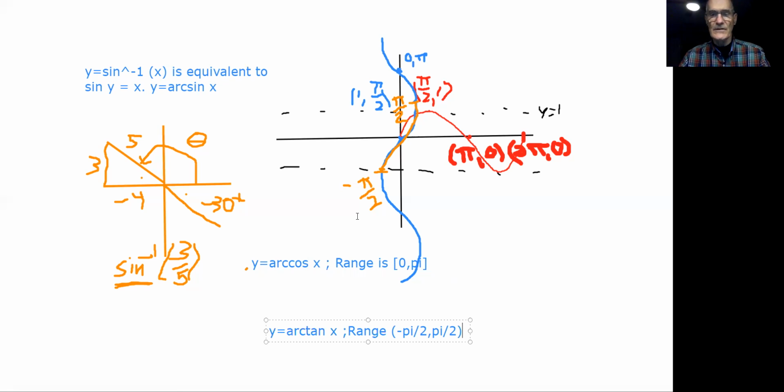For the arc sine, it's from minus pi over 2 to pi over 2 closed interval. For the arc cosine, it's 0 to pi. And then for the arc tangent, it's minus pi over 2 to pi over 2.